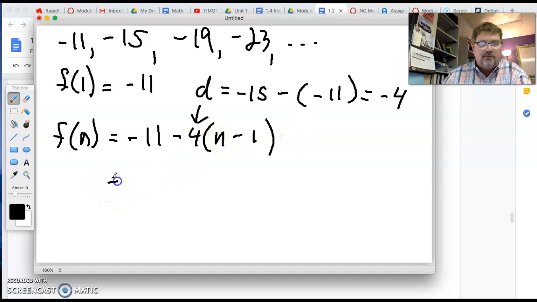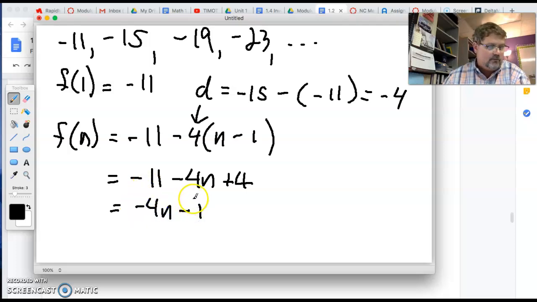All right, so I'm going to simplify this. Negative 11 minus 4n plus 4. Don't forget to change those signs. Negative times a negative is positive. Oops, better change it to a 4. And what do I get? Negative 4n minus 7. And there's your nth term formula.